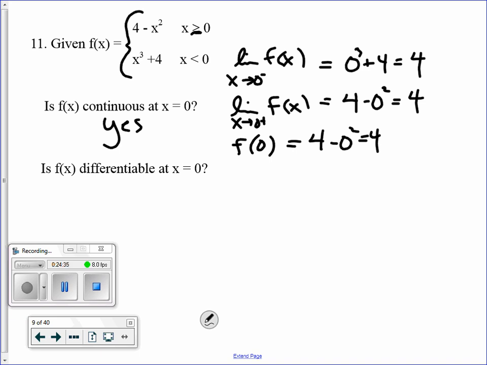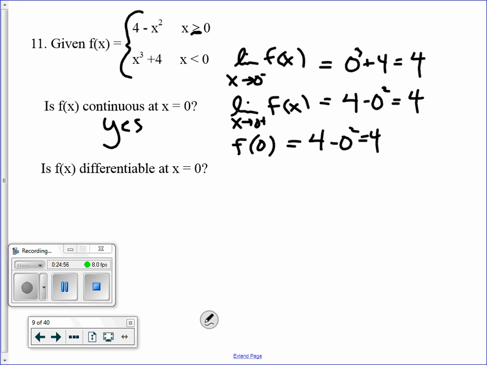Don't just write lim. Write the limit of f of x, whatever the function is called, as x approaches 0 from the left equals. Show that the limit of f of x as x approaches 0 from the right, what you get, and then also show that you're considering the functional value, because those three things must be equal in order for it to be continuous. Okay.